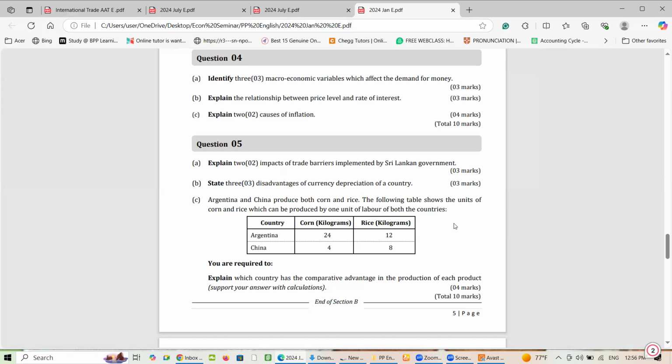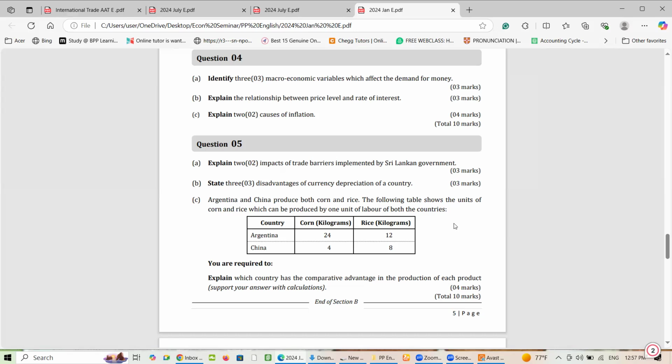Now compare corn production, Argentina and China. Argentina produces 24 units. So then Argentina produces more than China. Then Argentina has absolute advantage in corn production. How about the rice production? Rice production same. Argentina produces 12, but China produces only 8 units. Now see this situation, this example, this past question paper is very important. I can bring you to another important point.